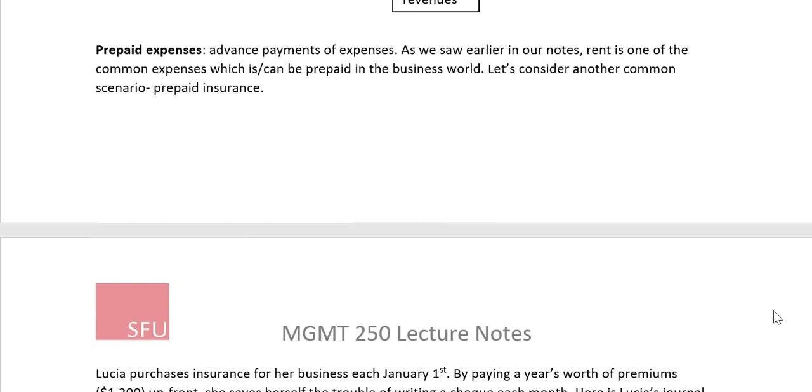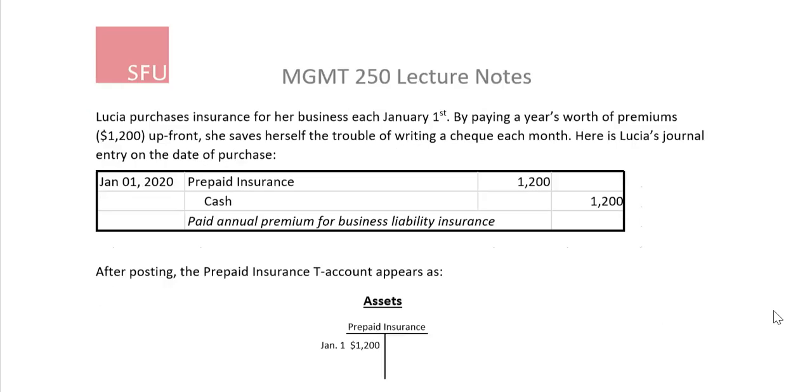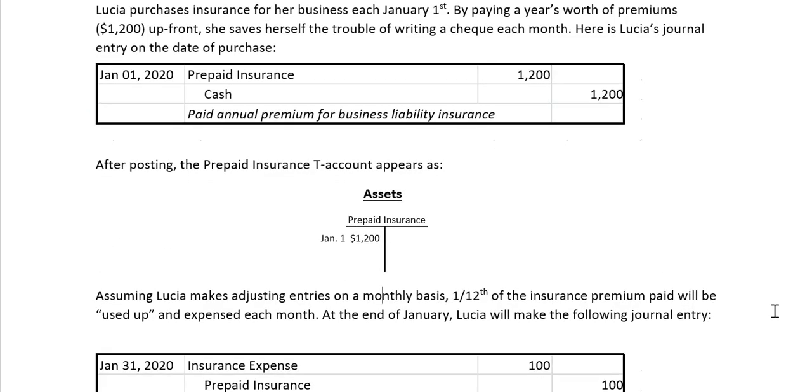So prepaid expenses, advance payment of expenses. As we saw earlier, rent is one of the most common expenses which can be prepaid in the business world. And now we're going to go to an example, and we're going to use prepaid insurance. Lucia purchases insurance for her business each January 1st. By paying a year's worth of premiums, $1,200 upfront, she saves herself the trouble of writing a check each month.